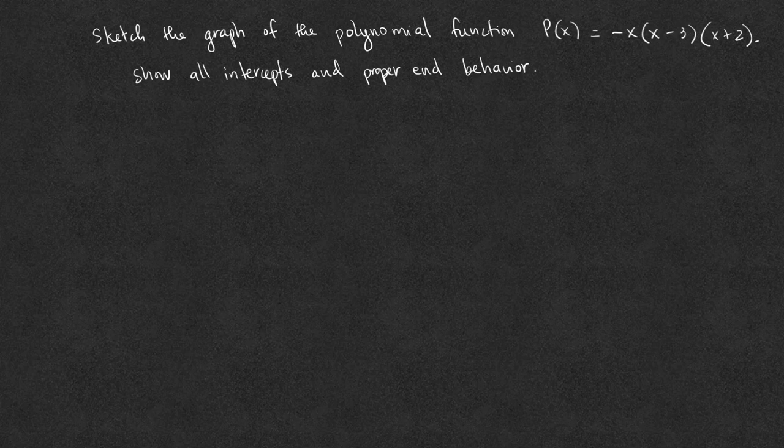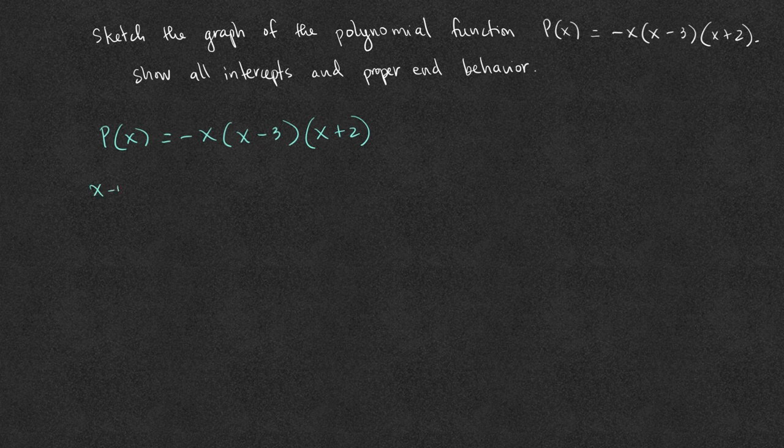Sketch the graph of the polynomial function p(x) = -x(x - 3)(x + 2). Show all intercepts and proper end behavior. The polynomial p(x) = -x(x - 3)(x + 2) is already in factored form. To find the x-intercepts, we simply set this function to zero.